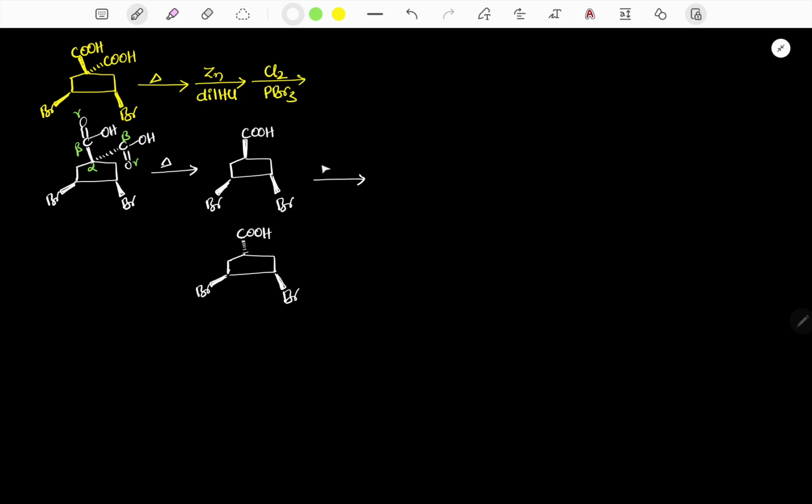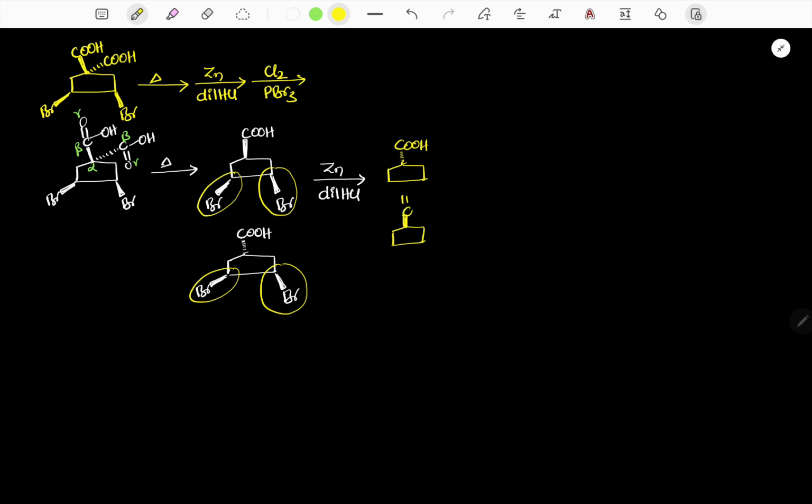Now it is treated with zinc and dilute HCl. Zinc and dilute HCl. So the alkyl halide part undergoes reduction, and finally we get the corresponding carboxylic acid. Below the plane carboxylic acid is also equal to above the plane carboxylic acid, because if we rotate about the sigma bond, we will get the same compound.